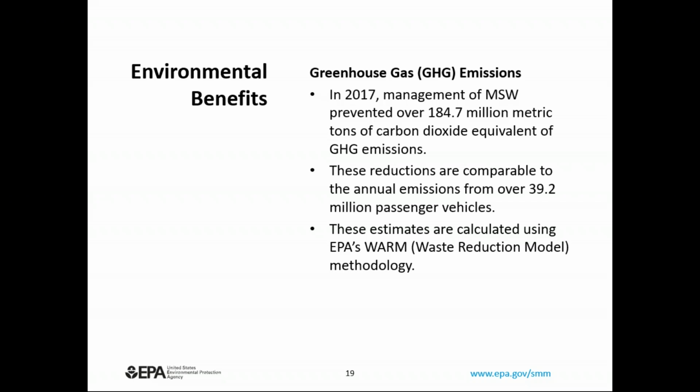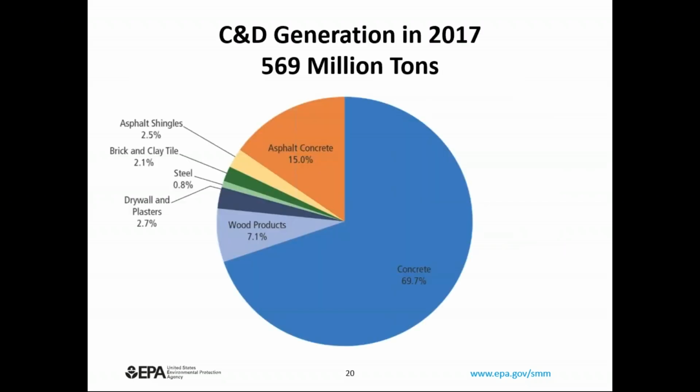My next two slides are on C&D debris generation. Again, this is outside of the scope of municipal solid waste. The total C&D debris generation was 569 million tons in 2017, more than twice the amount of MSW generated. This is up from 561 million tons in 2016 due to normal increases in C&D debris generation over time.